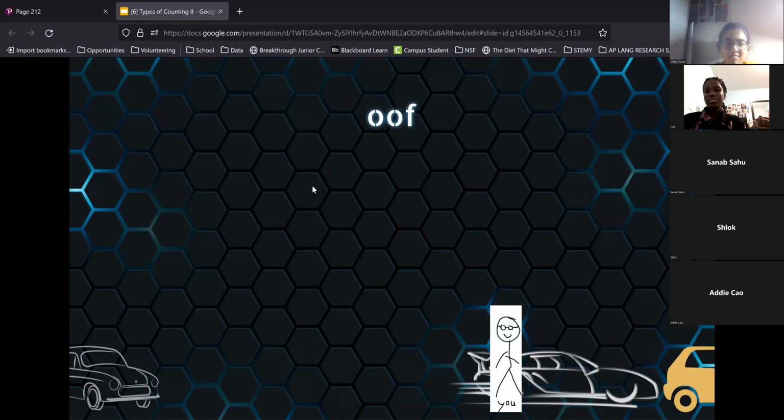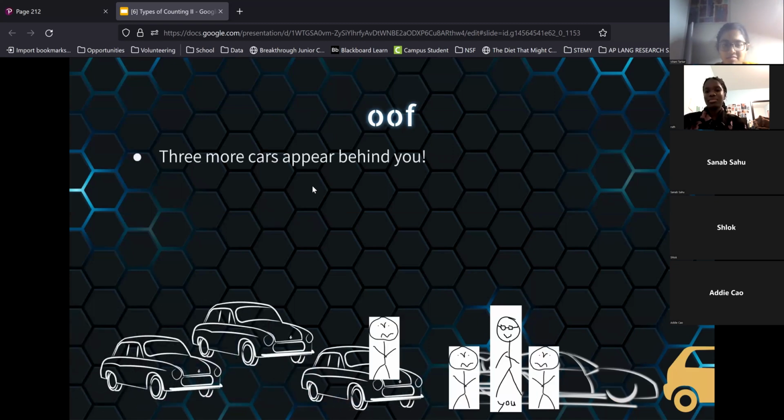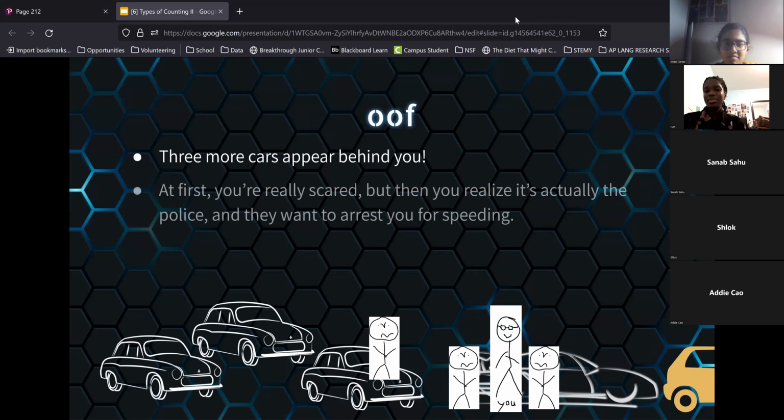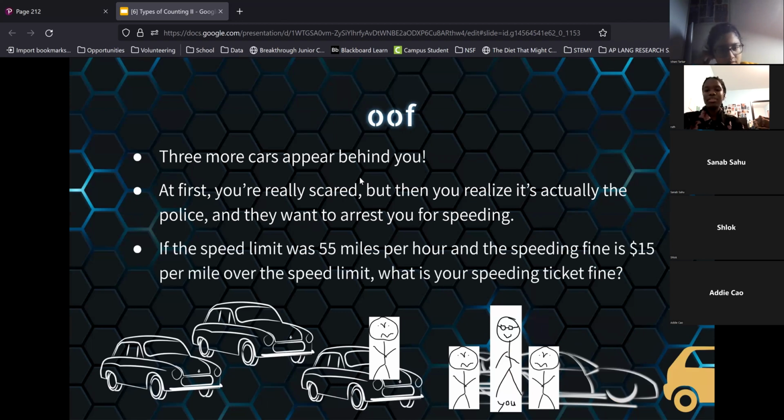Then 3 more cars appear behind you. At first, you were really scared, then you realize it's actually the police and they want to arrest you for speeding. If the speed limit was 55 miles per hour and the speeding fine is 15 per mile over the limit, what is your speeding ticket fine?